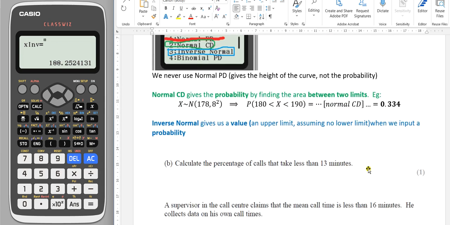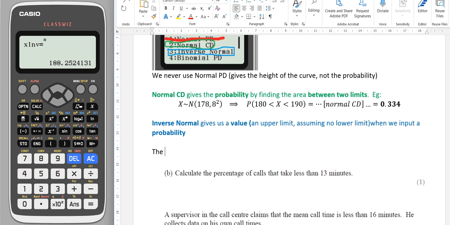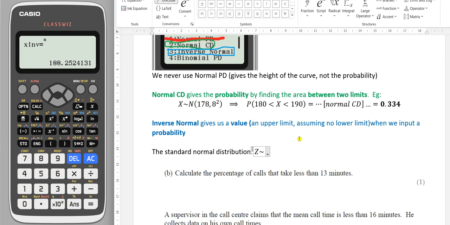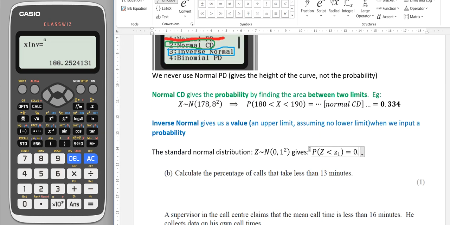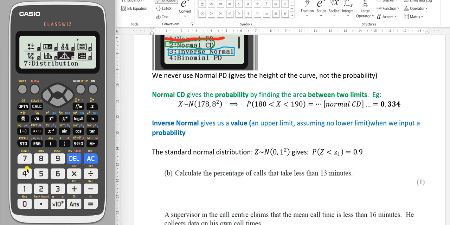The way that works is by using something a little bit sneaky, the standard normal distribution, usually known as Z. Z is a normal distribution with a mean of 0 and a standard deviation of 1. And we can calculate things like the probability that Z is less than some value equal to, well, the top 10% of calls take longer than 22 minutes. So I'm interested in what proportion or how extreme a value needs to be before it has 90% of the data below it. And you're going to see how this standard normal distribution helps us with our question.